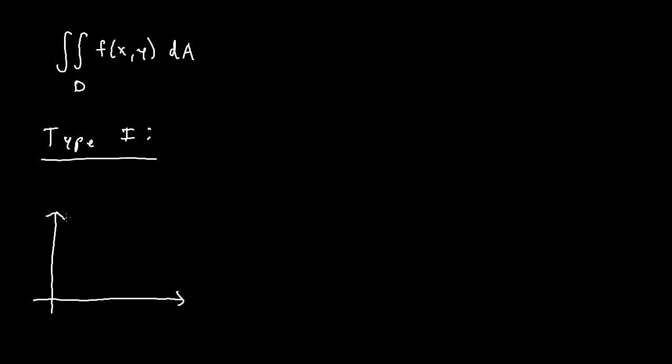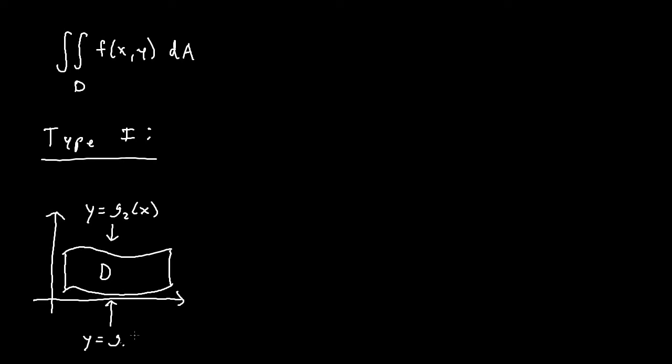So type 1 is going to be represented by a region D that is surrounded by two functions. Let's just call this function y equals g2 of x. So y equals some function g in terms of x. And this one, let's just call it y equals g1 of x. And the x values range from a to b.